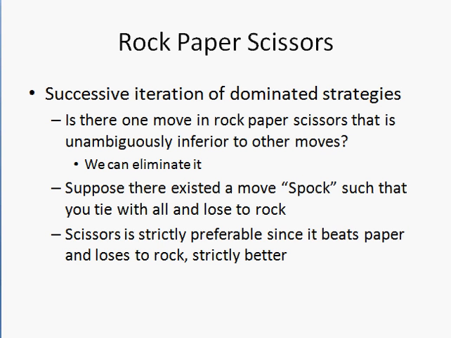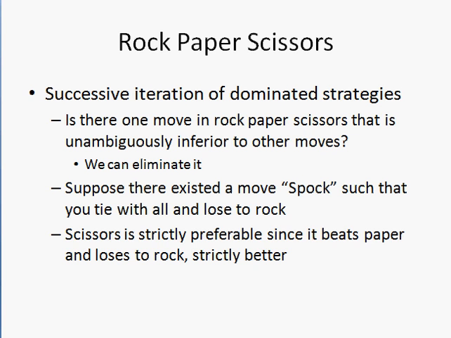So, for example, if I play rock, Spock might be preferable to rock because the opponent might play paper, and paper doesn't beat Spock, and paper does beat rock. So we would not say that rock dominates Spock, and so we can't eliminate it that way. What we can do, though, is compare it to scissors. Scissors beats paper, so in that sense it's better than Spock because Spock does not beat paper. And both scissors and Spock lose to rock. So in any situation where you would play Spock, you would strictly prefer to play scissors instead.